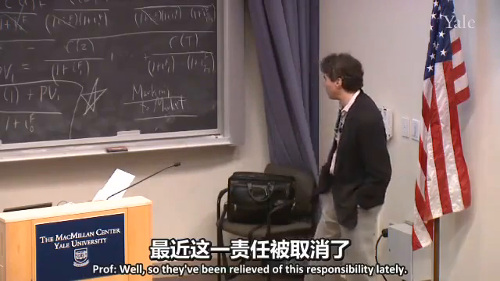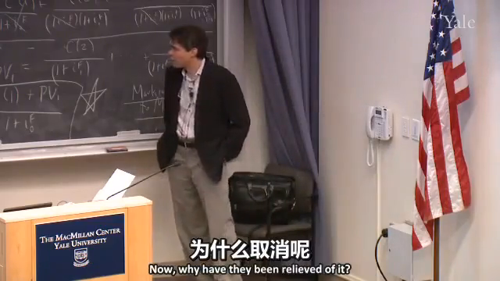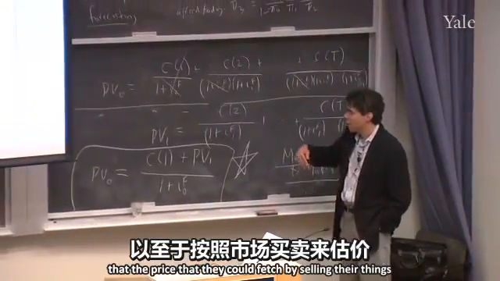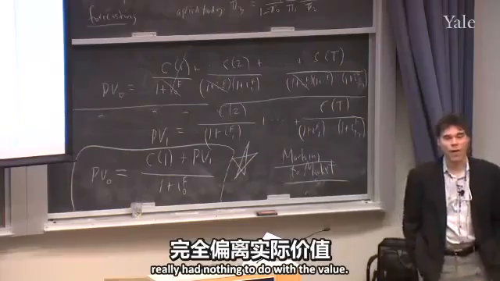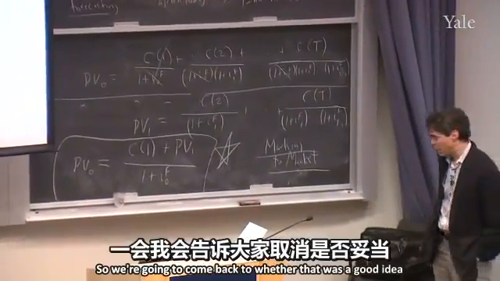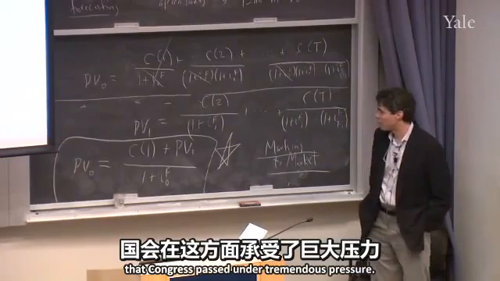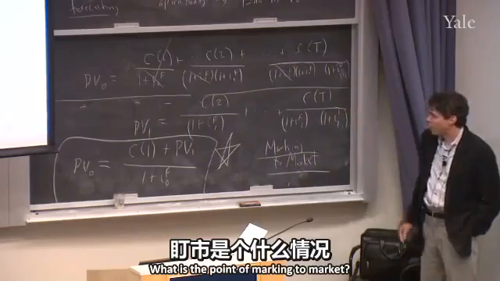Well, so they've been relieved of this responsibility lately. Now, why have they been relieved of it? Because the thought was that the market was so panicked in the crisis that the price that they could fetch by selling their things really had nothing to do with the value. Okay, but so we're going to come back to whether that was a good idea that Congress passed under tremendous pressure. What is the point of marking to market?